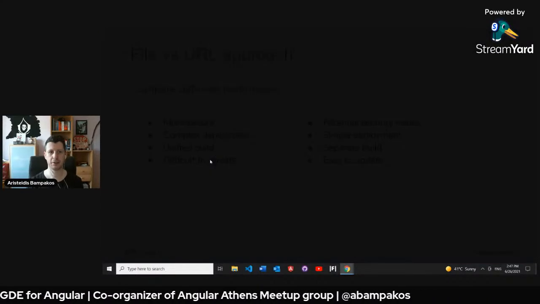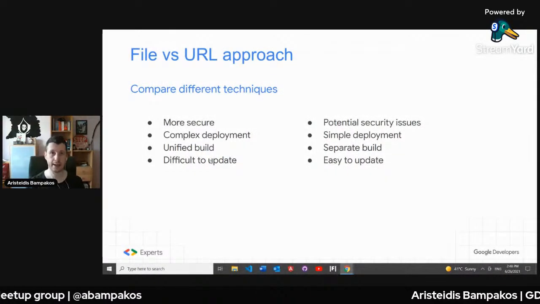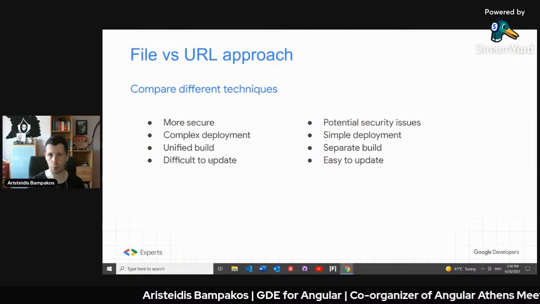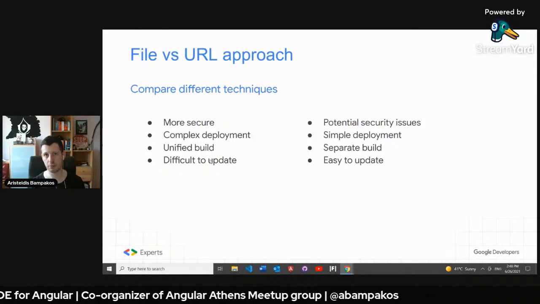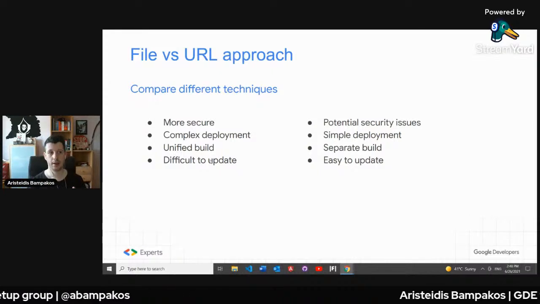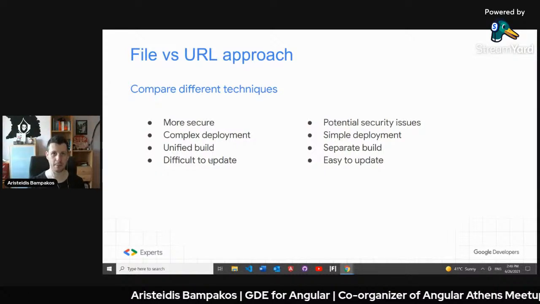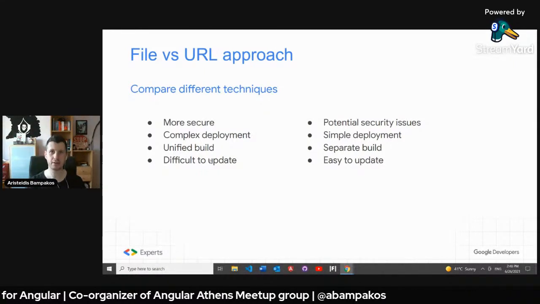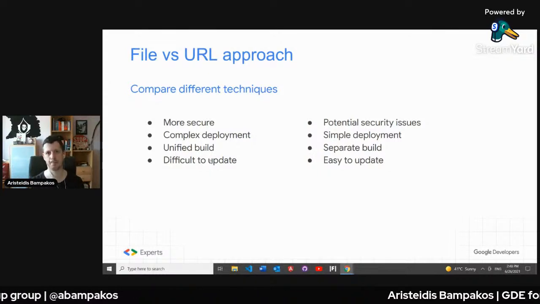Of course, there are some differences between the two approaches. The file approach is more secure because you are loading an HTML file locally from your file system. So it is safe because you know what's going on in your file system. But the deployment is a bit more complex because, as we saw, you need to build both code bases together and put them in the same folder. The build is more unified in this approach, but it is difficult to update your Angular application. Why? Because if you want to make a change to your Angular code base, you need to rebuild all the code bases again, the Electron and the Angular, and output a single bundle.